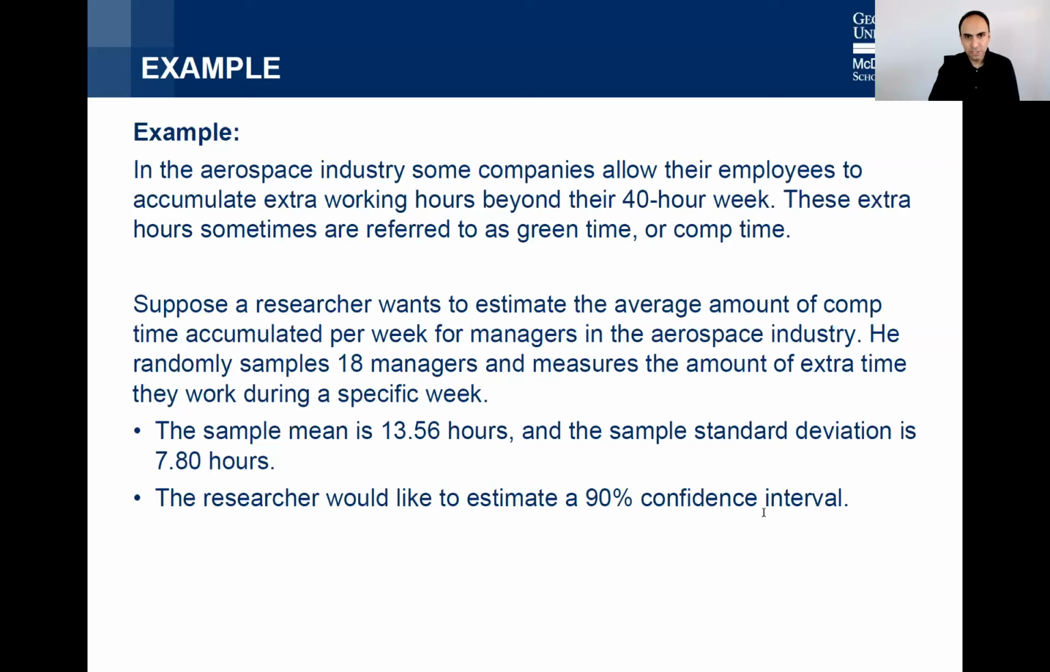So the researcher is interested in all managers in the industry, right? But only had access to 18. For time reasons, cost reasons, and many other reasons, often we don't have access to the whole population. So it only asked 18 people. The sample mean, the point estimate, the sample statistic for these 18 managers is 13.56 hours, and the sample standard deviation is 7.8 hours. This is X bar, this is S. The researcher would like to estimate a 90% confidence interval. Okay, so how do we do that?